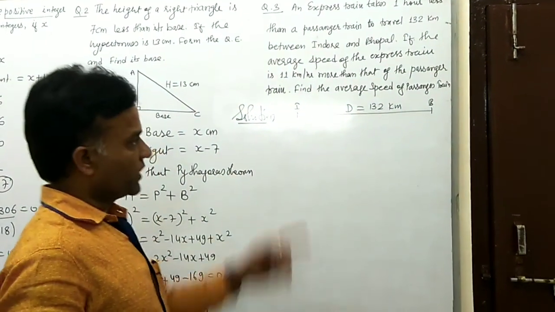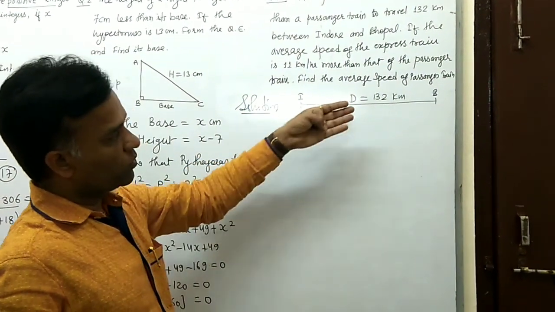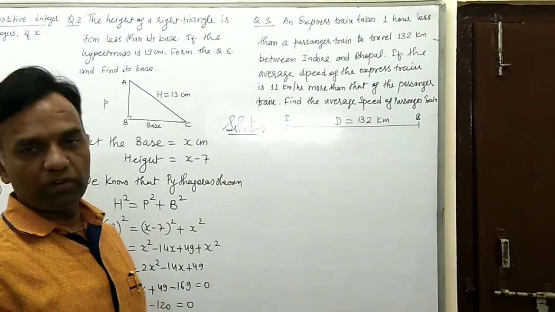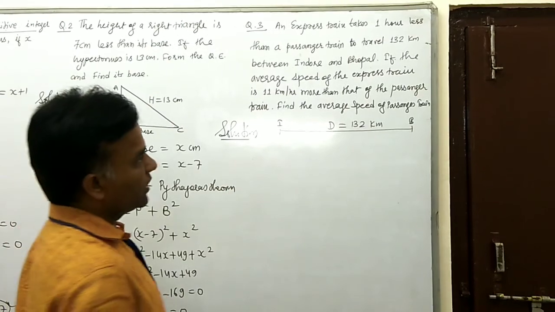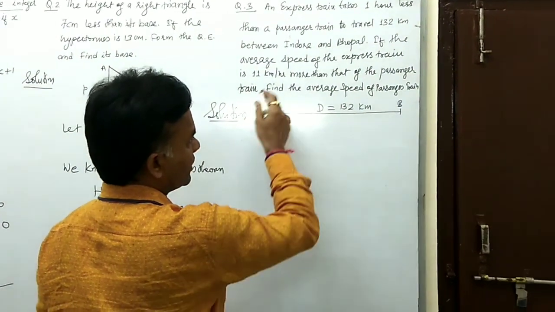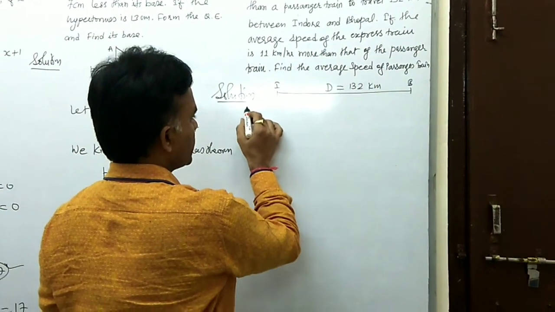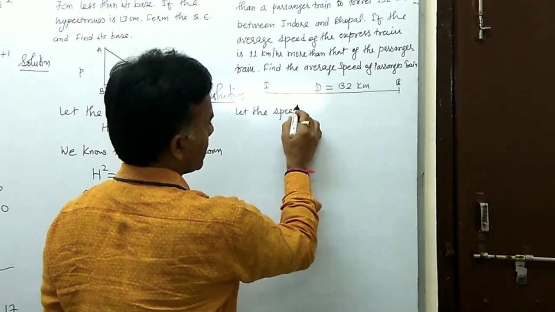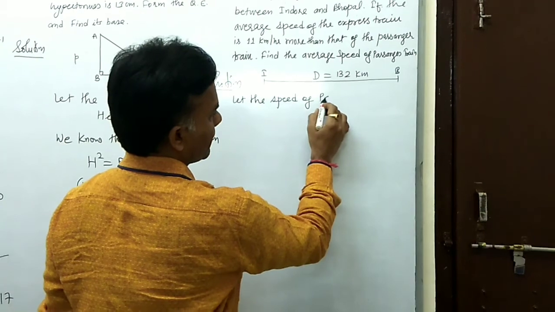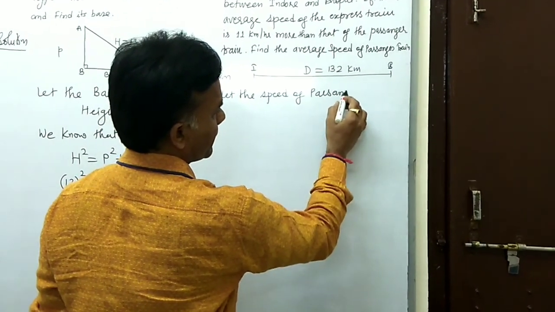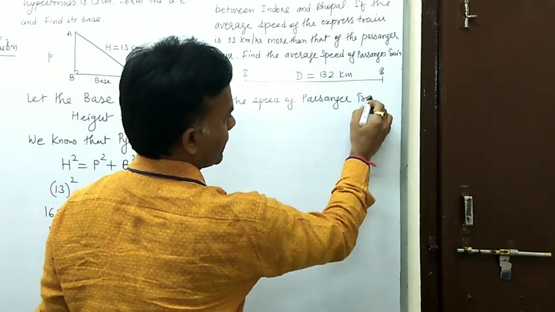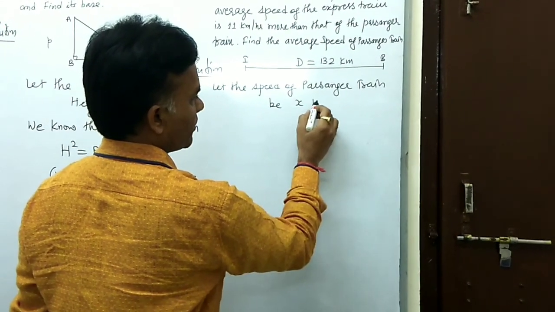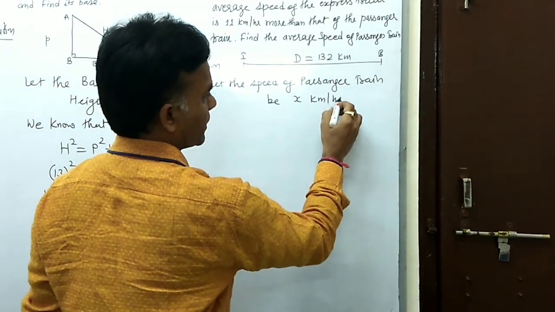Okay, and now this one train is like Indore to Bhopal, and the other train is also Indore to Bhopal, but their time difference is given as 1 hour. Okay, so now speed is also given, the difference is given here. So first, assuming let the speed of passenger train be x km per hour.